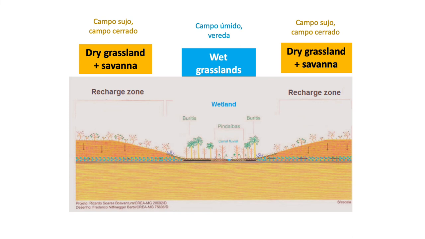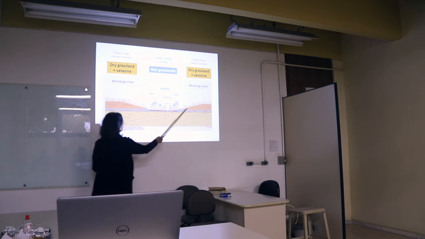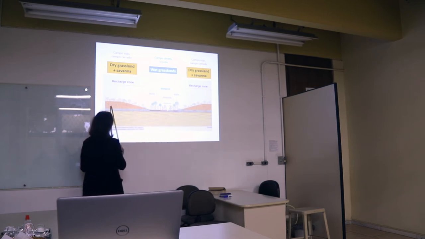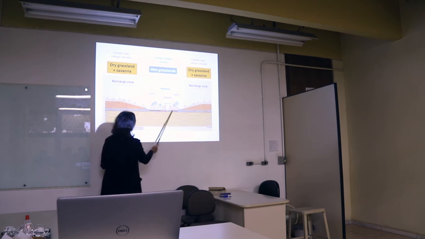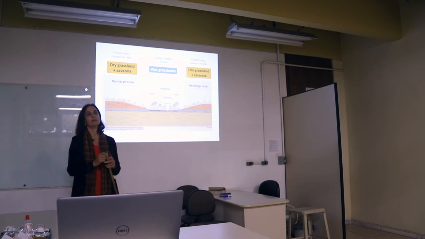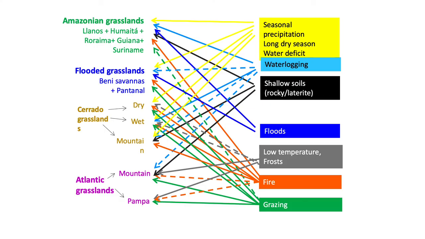How do they function? I love them. The wet grasslands, the Vereda, Campo Úmido, or Campo de Murundus, are wetlands. All rain infiltrates in the interfluves, and all along the year, this water comes to supply the streams and springs. And so that's why we have permanent, perennial rivers in the Cerrado.